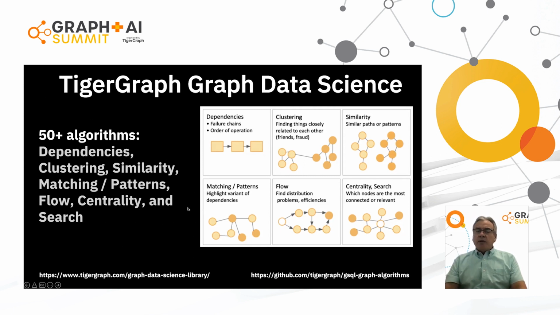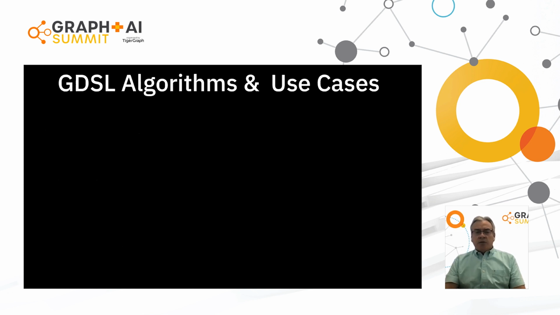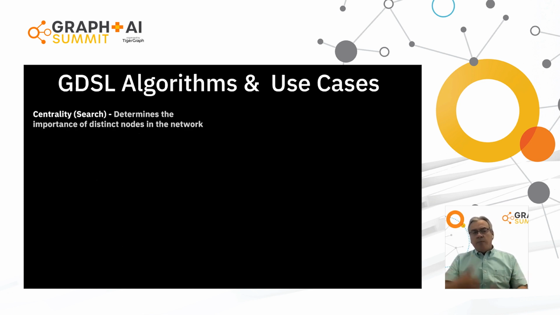We see in this graph that we have 50 plus algorithms and more are coming. So let's take a look at some of the families of graph data science algorithms. If we go from the top, one of the most commonly used is centrality. We usually use centrality when you do a Google search. It determines the importance of some nodes in your network.